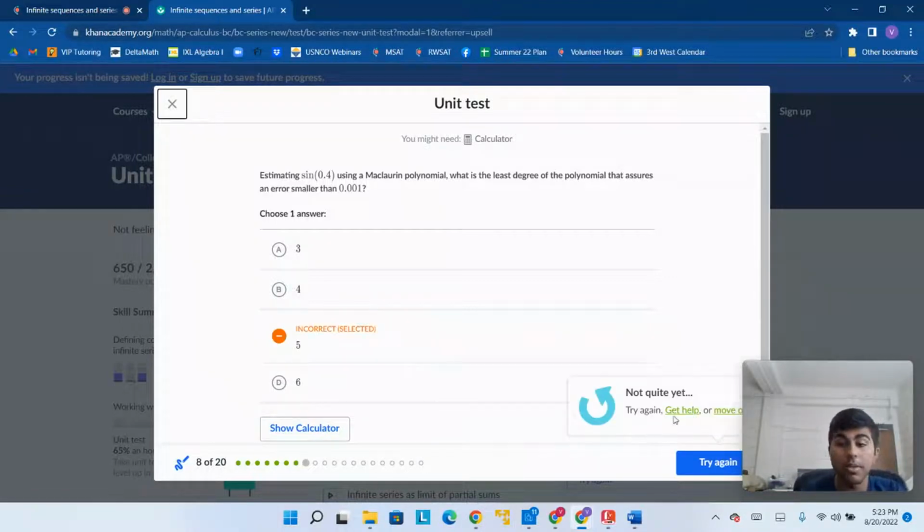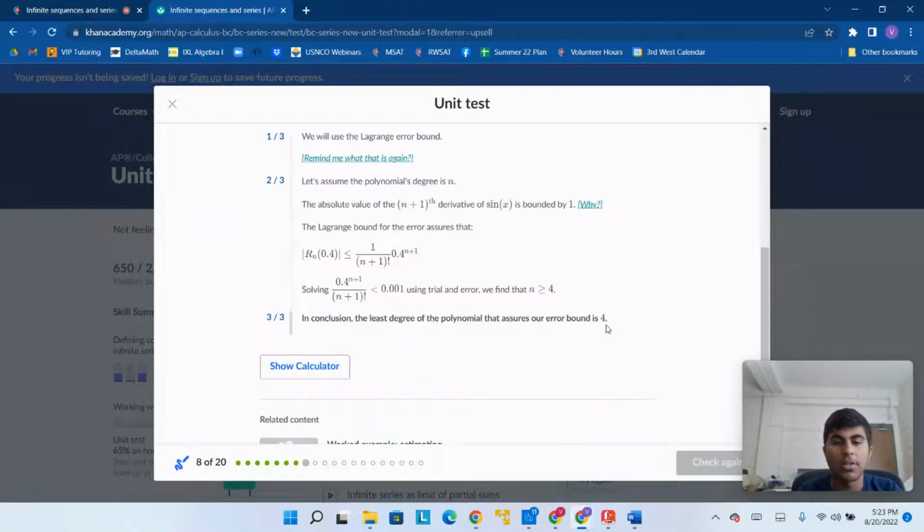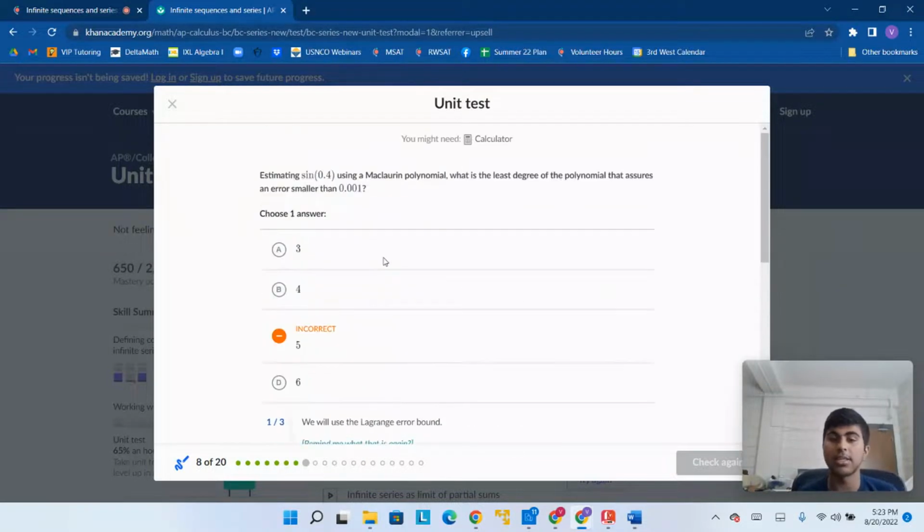Okay, we can't move on to the next question. We have to think about why this is incorrect. If you look at this again at 4, you'll realize that there's one small thing that changes everything, and it's the fact that you have an n plus 1 here instead of just n. It's the same way with the alternating series error bound, where you look at the next term, the first term that you skipped, the first term that you didn't include. That's the same thing here. You have to do n plus 1.